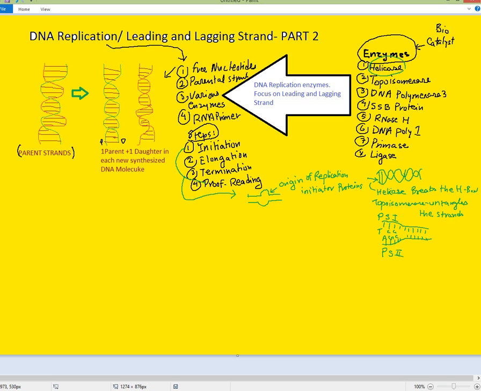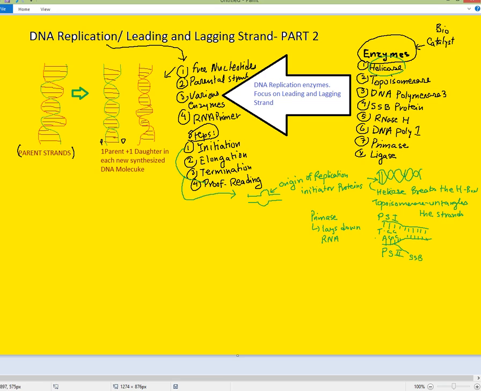So it's separated. Now the SSB proteins, the single strand binding protein, they kind of anchor the strands, that holds them apart, and also lets the DNA polymerase 3 come over and start acting on the nucleotides, so they can start putting those nucleotides. But before that, there's a primase, which is a protein. The primase comes and it lays down the RNA primer.